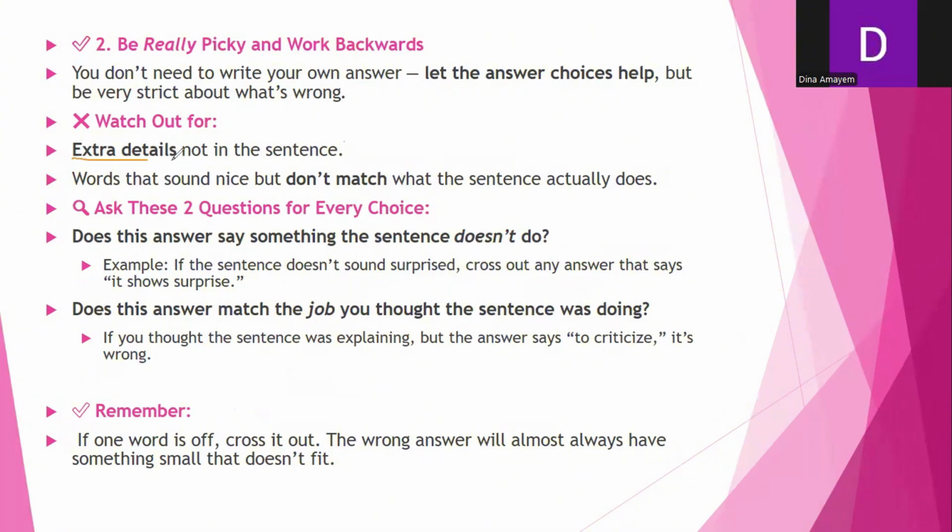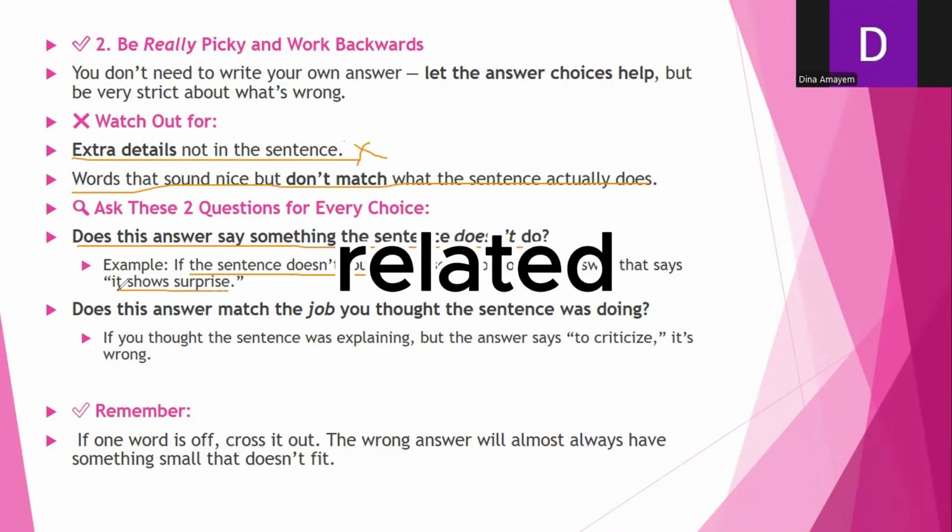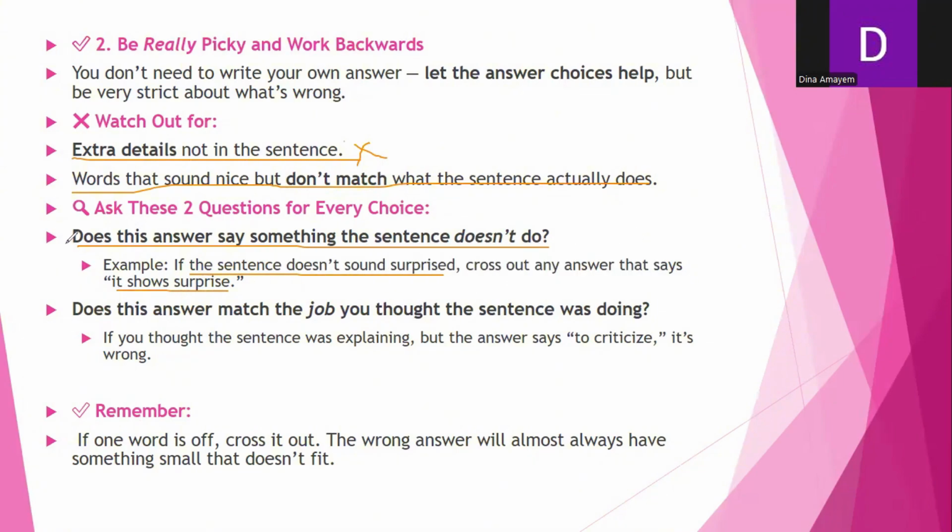Okay, extra details not in the sentence. We don't have to have any extra details or something that comes from out of nowhere. Words that sound nice but don't match what the sentence actually does. Okay, ask these two questions. Does this answer say something the sentence doesn't do? For example, if the sentence doesn't sound surprised, cross out any answer that says it shows surprise. So anything which is not related, we need to cross it out. So this is one question.